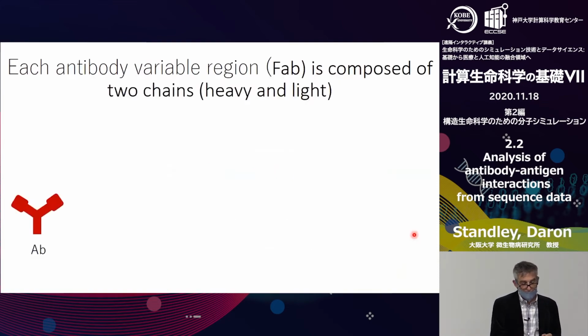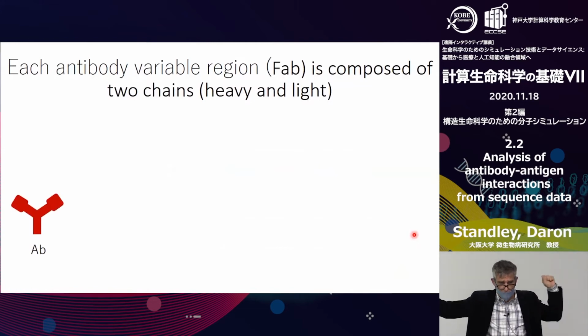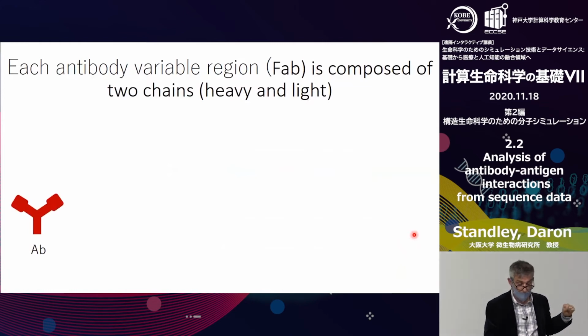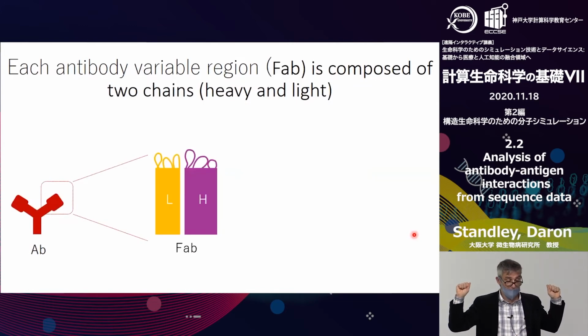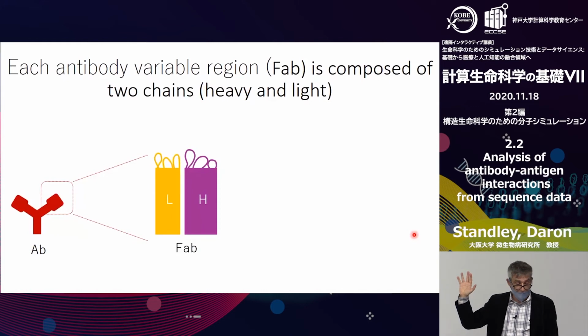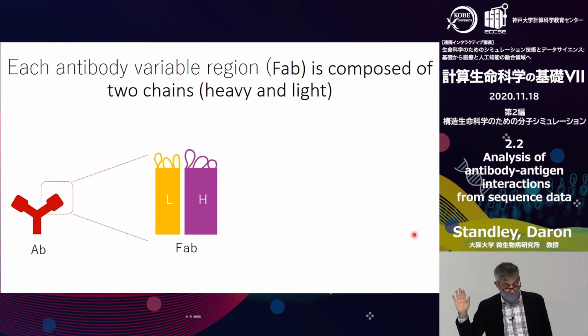So each antibody is, well, it depends on the antibody, but typically the IgG antibodies that we work with are bivalent. They have 2 arms, which are identical, and each arm contains one of these Fabs, which contains the receptor here that binds to the antigen, and this Fab is composed of 2 chains, a heavy chain and a light chain.